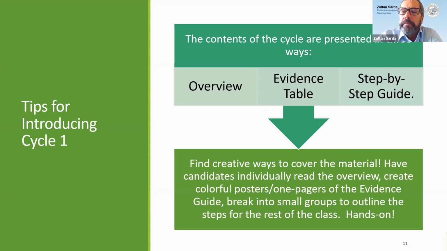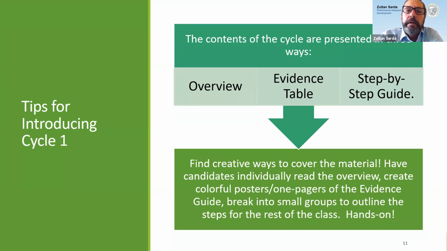There's then an evidence table that outlines what the steps are and what the requirements are for each of those steps, and what the sources of evidence are. And then there's a step-by-step guide. Those are very redundant. It's really the same information, but presented in 3 different kinds of formats.